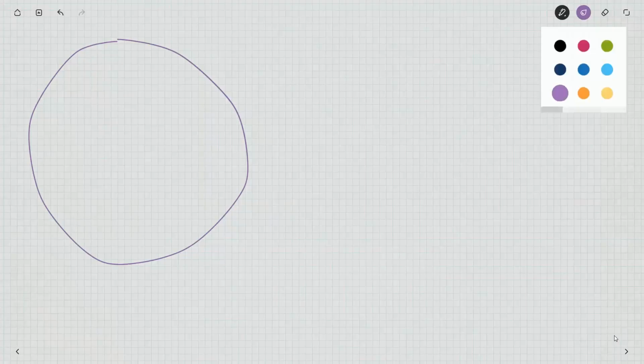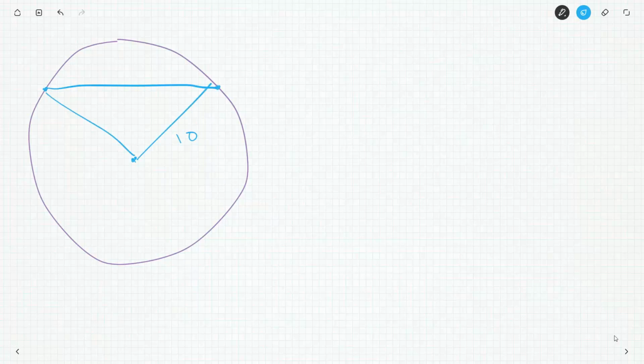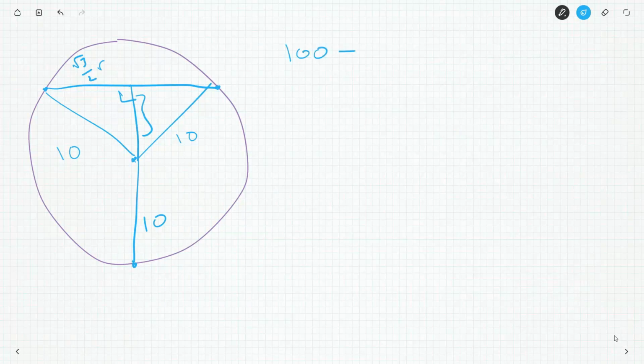Okay, so on the circle, connect up to the center, 10, 10, 10 here, and then I know each of these is root 3 over 2 little r, so by Pythagoras I can get this in terms of r. So that's going to be 10 squared, 100, minus 3r squared over 4, is going to be that distance.